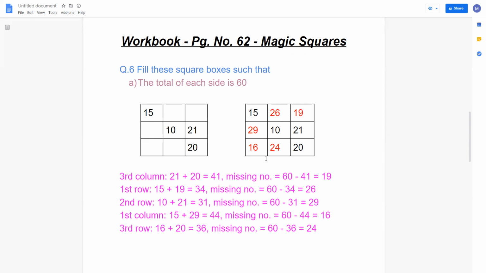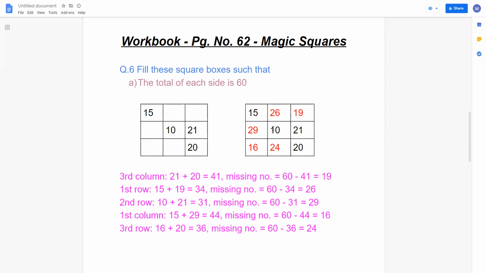Now which one is missing? The next column. Here this column is missing. So for that we have to take the third row. See this way. Third row. 2 numbers we already know, first and last, that is 16 and 20. Now the middle number we have to get. So add those numbers. Third row, 16 plus 20 equals 36. So the missing number, that is the middle number, equals 60 minus 36 equals 24.